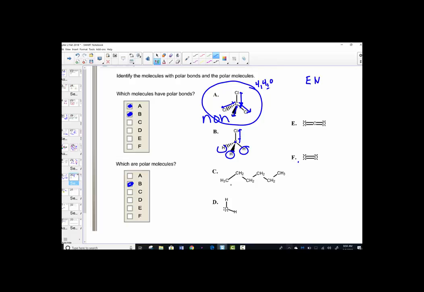Letter C is a hydrocarbon chain. 1, 2, 3, 4, 5, 6. This molecule is known as hexane. We know that the carbon-hydrogen bonds in all directions are non-polar. We're learning to remember that. And because there's really nothing interesting on that chain, there's no halogen or functional group, it's just a straight chain hydrocarbon, it's also a non-polar molecule.